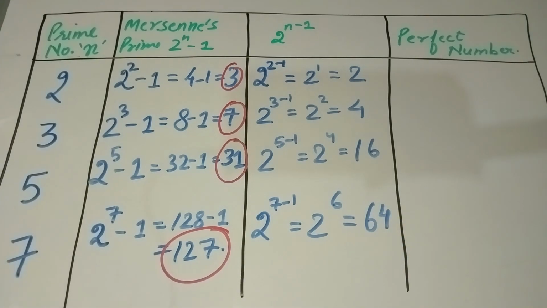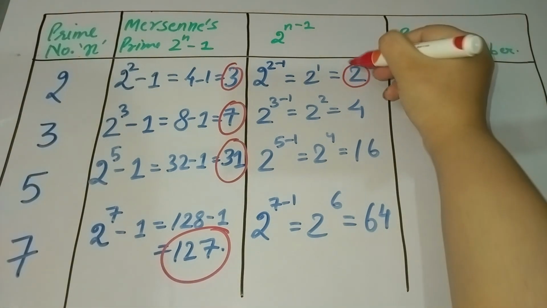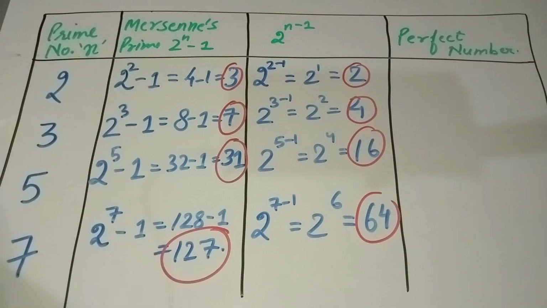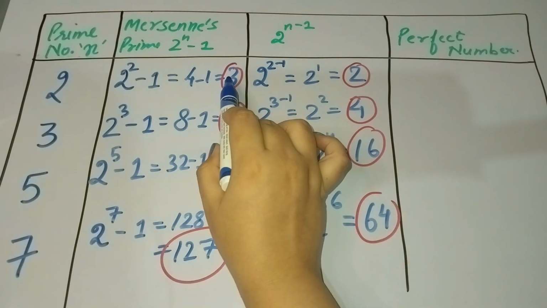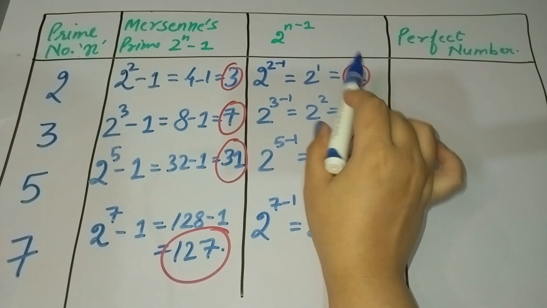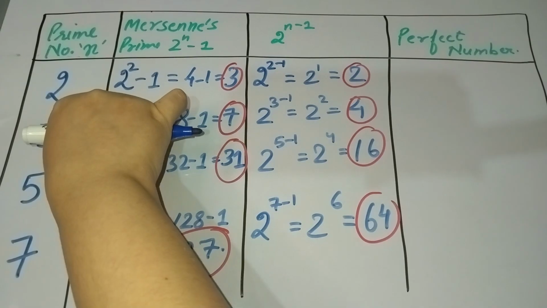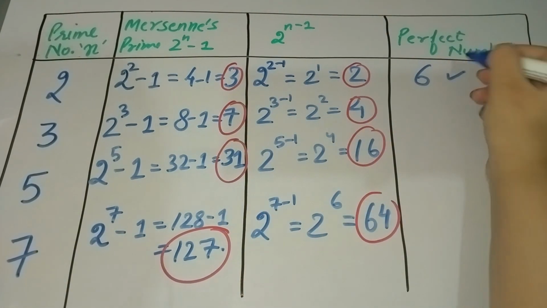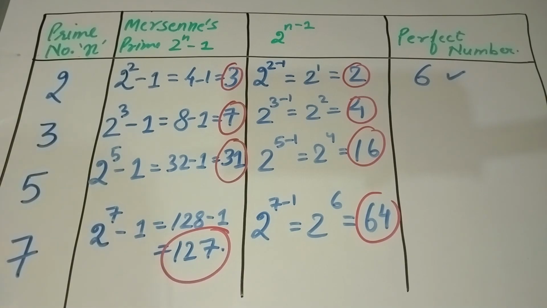Now you can see a pattern. Let me highlight this also. Now you see, if I multiply this Mersenne prime number with 2 to the power n minus 1, one power less than the prime number, so 3 twos are 6. Now we got our perfect number. 6 is a perfect number.